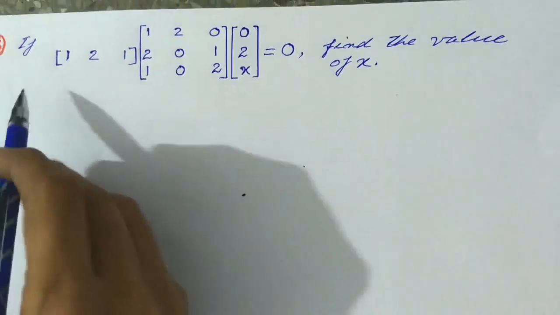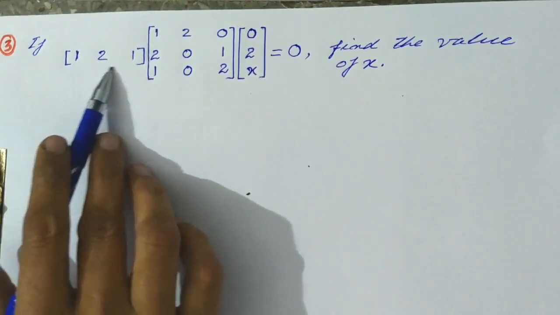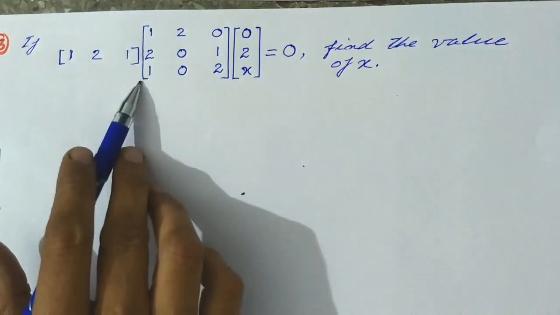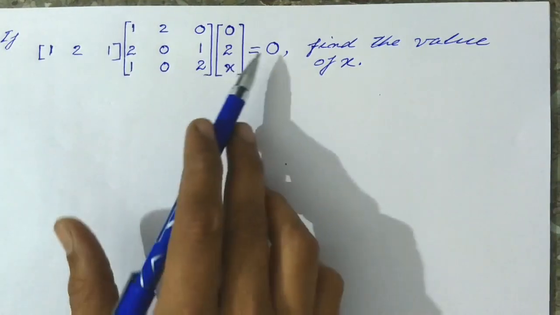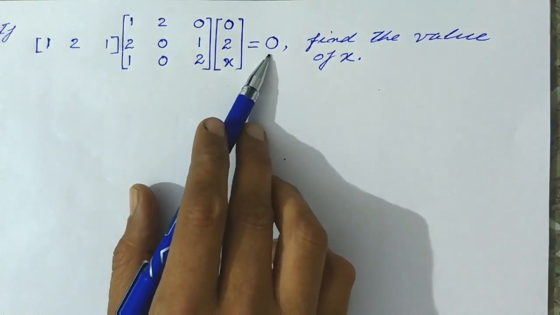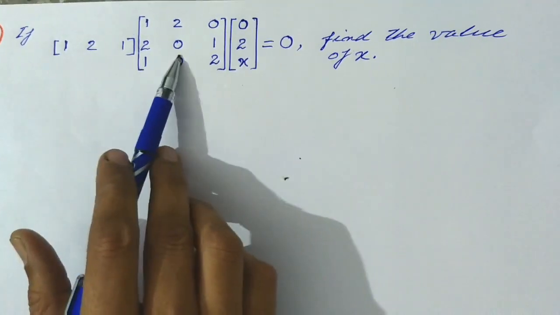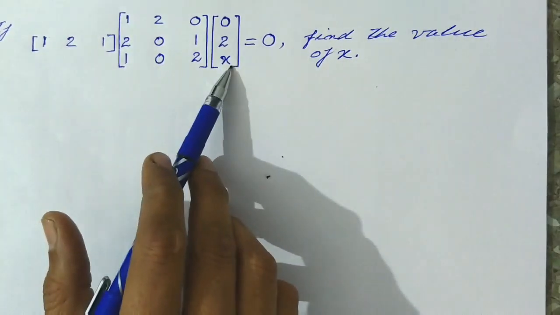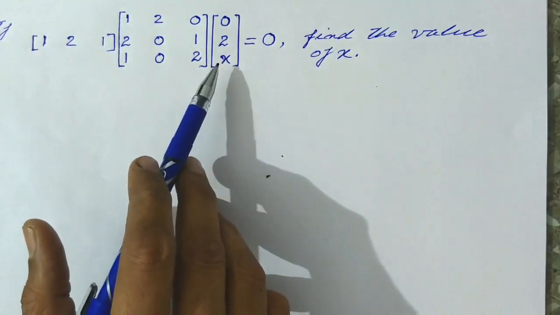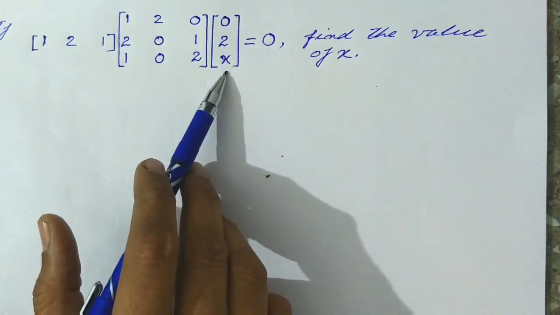Now the third sum we have taken is: if the matrix [1 2 1], which is a row matrix, multiplied by a 3 by 3 matrix and multiplied by this column matrix is equal to O, that is a null matrix, then find the value of x. As you see, among all the elements written in these three matrices, there is only one arbitrary element. So we have to find the value of this arbitrary element, that is x.